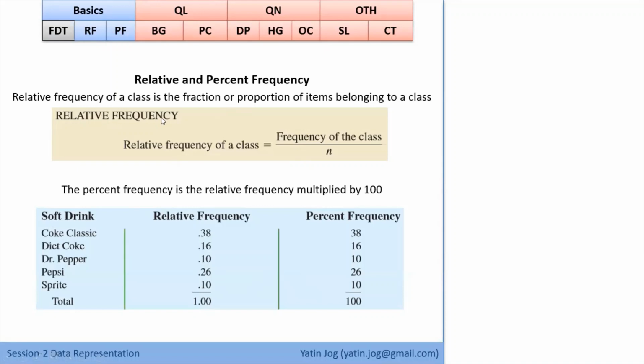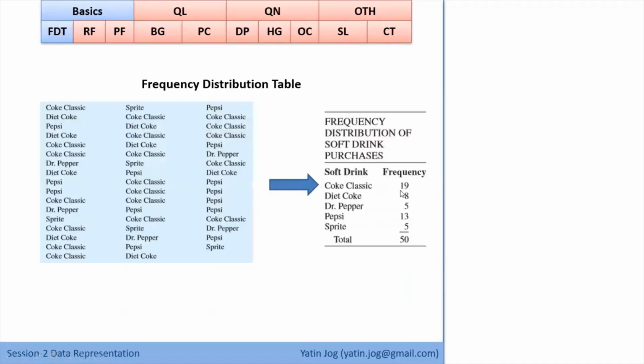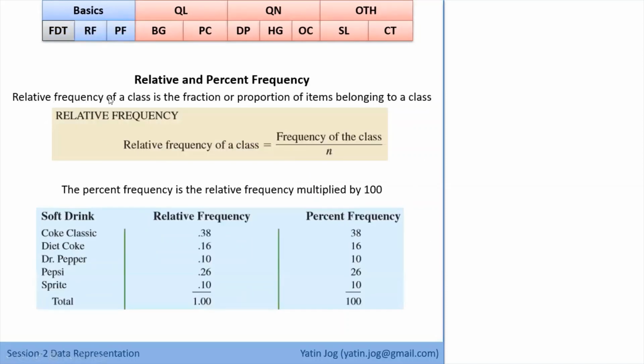So what is relative frequency? It is the frequency of that class divided by the total. The frequency of Coke Classic is 19, and the total is 50. So 19 upon 50 will be the relative frequency of Coke Classic. 8 upon 50 will be the relative frequency of Diet Coke. 5 upon 50 will be the relative frequency of Dr. Pepper, and so on.